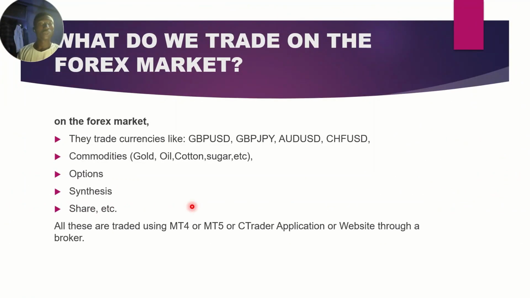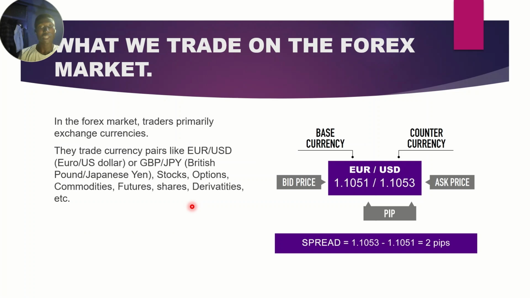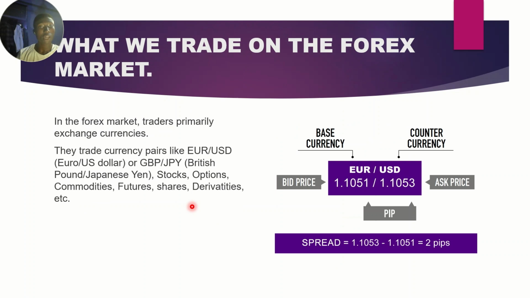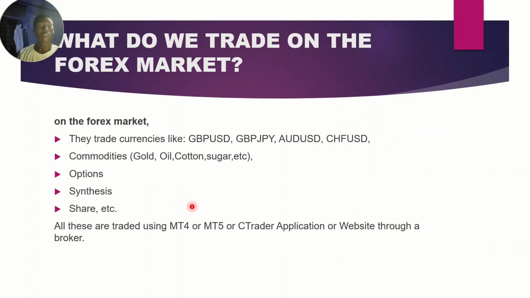Let's continue. Now, what do we trade on the forex market? Have you ever asked yourself what at all we trade on the market? This is very simple. I'm going to break it down for you to get understanding. On the forex market we trade currencies. Let me go back. This is what we trade on the forex market. We trade currencies on the forex market.